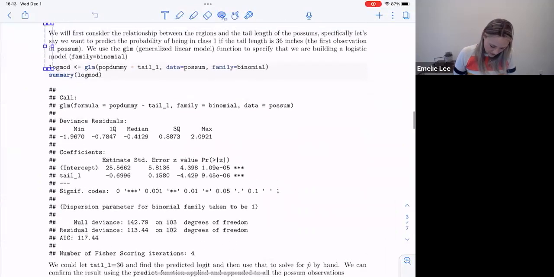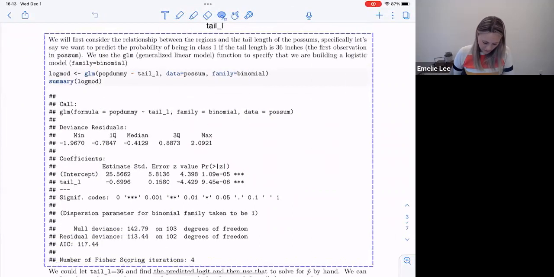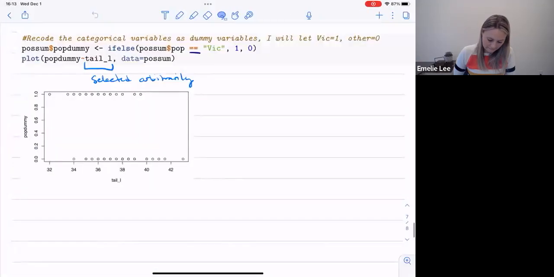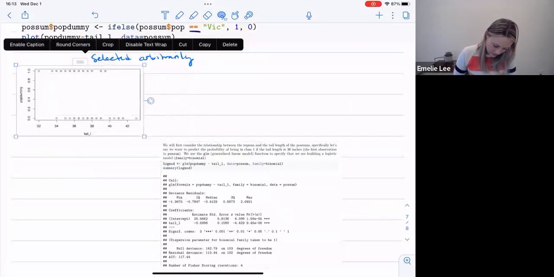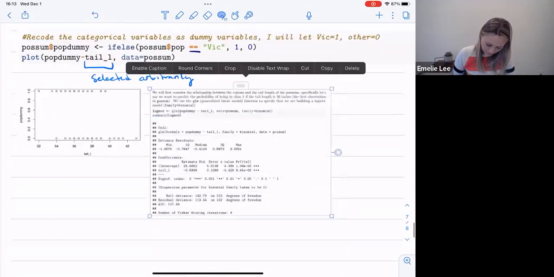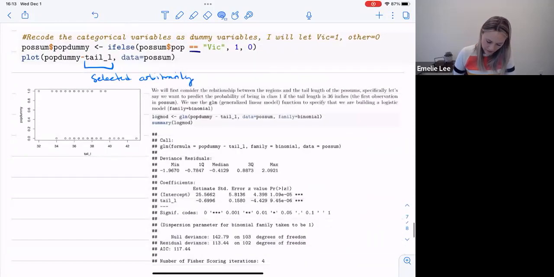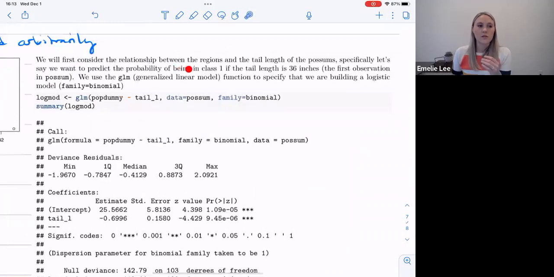So I'm first going to look at the relationship between pop dummy and the tail length. I'm focusing on one explanatory variable or predictor variable, because that way I can plot it on the graph and we can still see it. As soon as I have more than 3 variables, it becomes impossible to visualize. So here I want to focus on one to show you what happens. Then, of course, we can extend it, but we can't visualize it anymore.